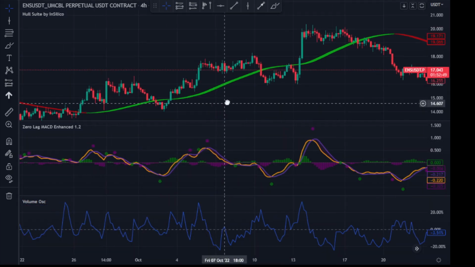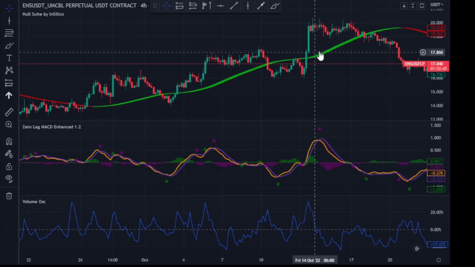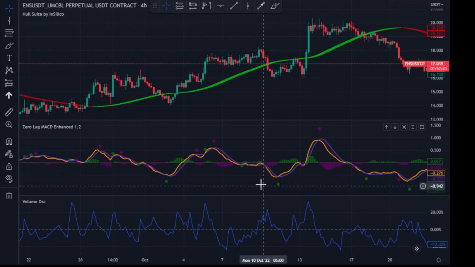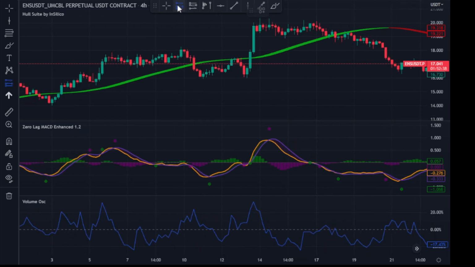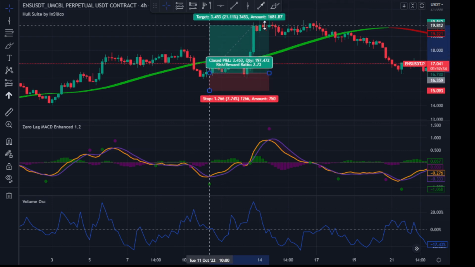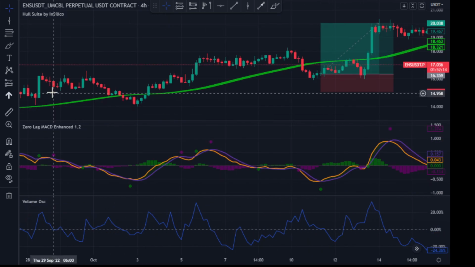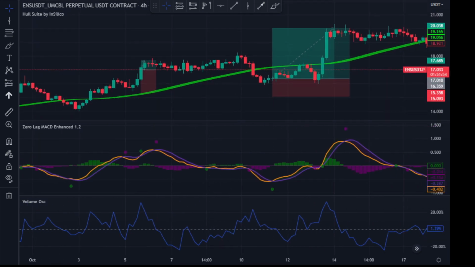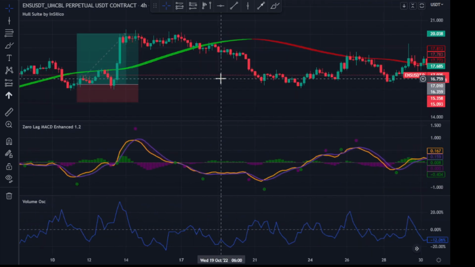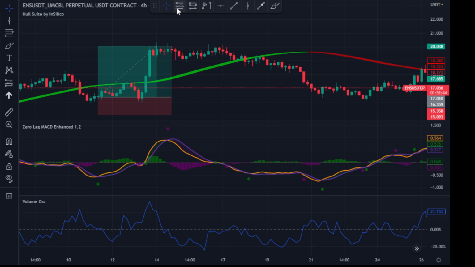So the strategy is clear. We will only take long trades when the whole suite is green, we have a green dot on our zero lag MACD, and we have sufficient volume on our volume indicator. Here we see some examples. Okay, here we see another example, but it does not meet the conditions. In this case there is not enough volume, so we skip this trade.